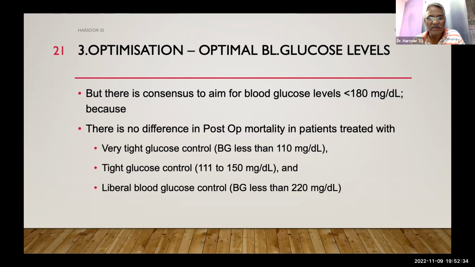Because what the published literature says is that any blood glucose level less than 110 milligrams, or 110 to 150, or even less than 220 milligrams, none of these blood glucose levels have shown any difference in postoperative morbidity or mortality. So hence, anything up to 180 milligrams should be acceptable. This is my view whenever we are dealing with a case of diabetes mellitus.